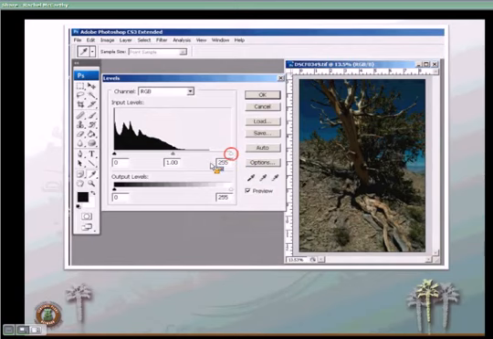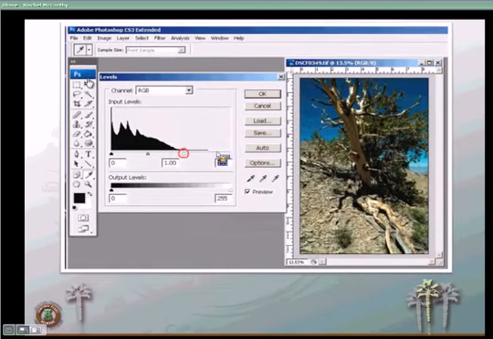So what we're going to want to do is slide that white arrow over here to the edge of the graph. And if you notice on your picture that there is space between the dark slider and the graph, then you would want to slide the dark slider over also. On this picture, the dark slider is right at the edge of the graph, so we're going to leave it there. And you'll notice that all of a sudden the picture became a lot brighter.